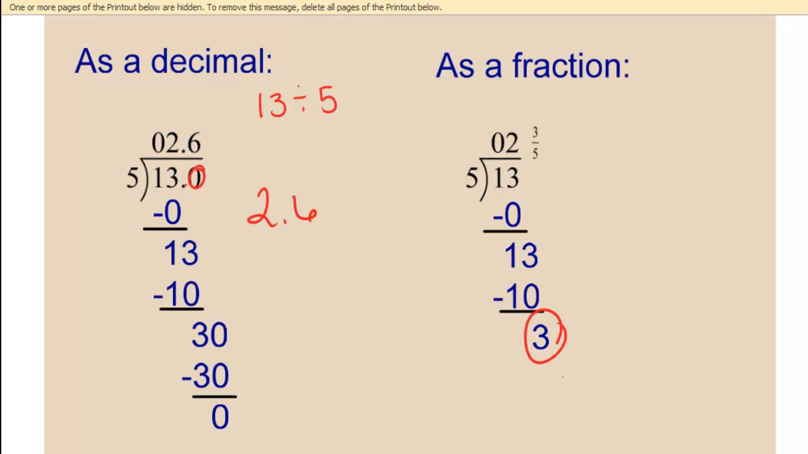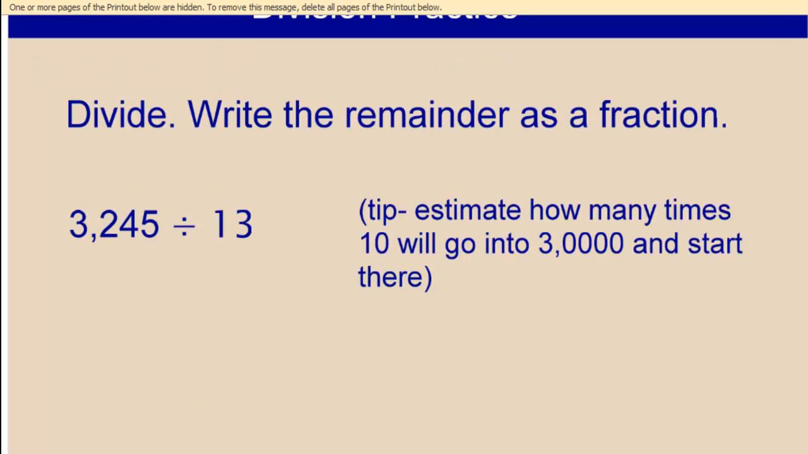And you can write your remainder over your denominator, so your answer becomes 2 3/5, where 3 is the remainder and 5 is the number you're dividing by. So those are two options, and you need to be able to work with either. So give this problem a try.